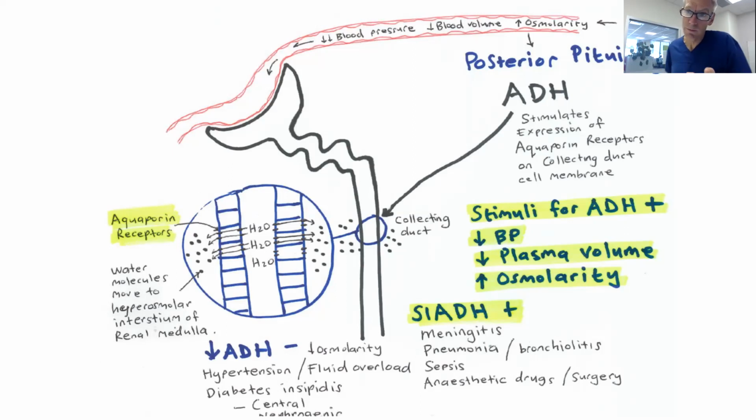which we'll talk a bit about later. But just remember the posterior pituitary produces antidiuretic hormone in response to the stimuli of low blood pressure, low plasma volume, and increased osmolarity.